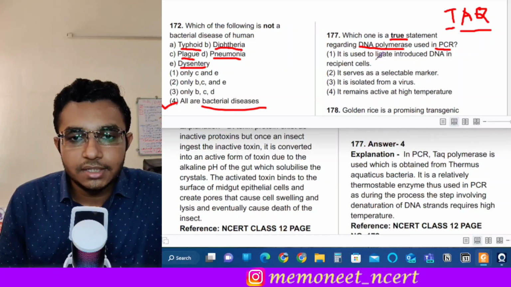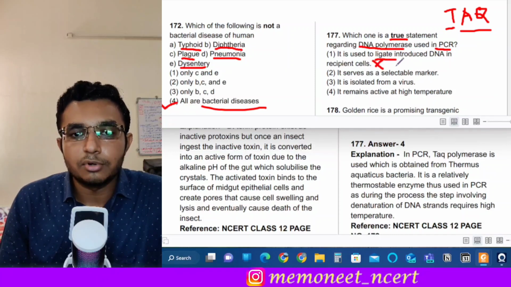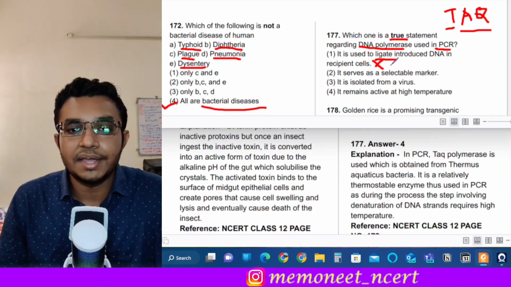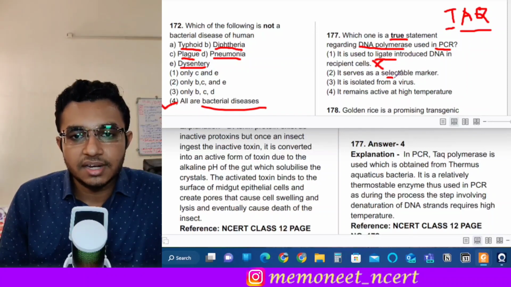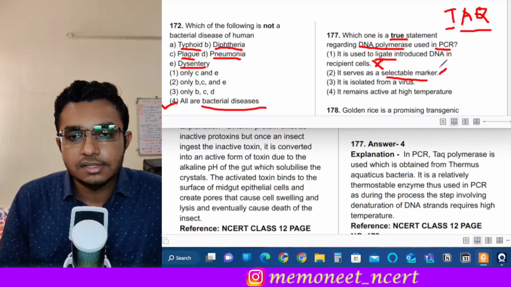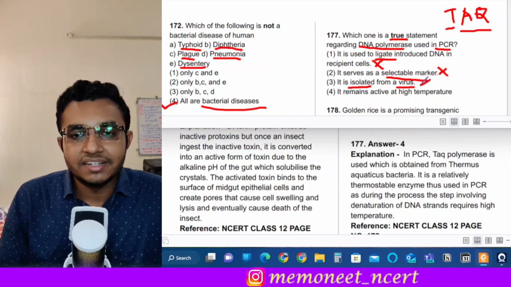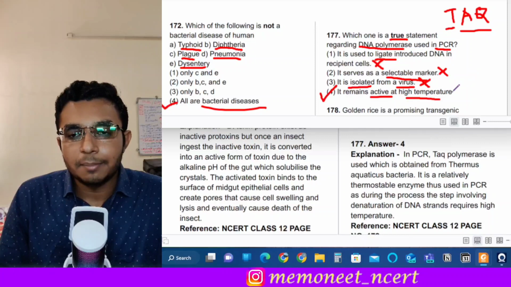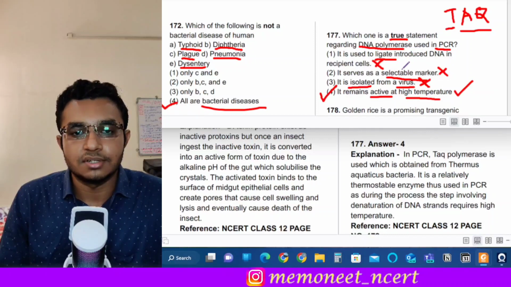It is used to ligate the introduced DNA in the recipient cells. So this is an incorrect statement. Why? Because see, the process of ligation is performed by which enzyme? It is the DNA ligase which performs the DNA ligation. So this is an incorrect statement. Second is, it serves as a selectable marker. So this is also an incorrect statement. Third is, it is isolated from a virus. So we just now discussed that it is isolated from a bacteria, not a virus. Fourth statement is, it remains active at high temperature. This is a correct statement. Why? Because this is a thermostable DNA polymerase and it remains active even at high temperatures.